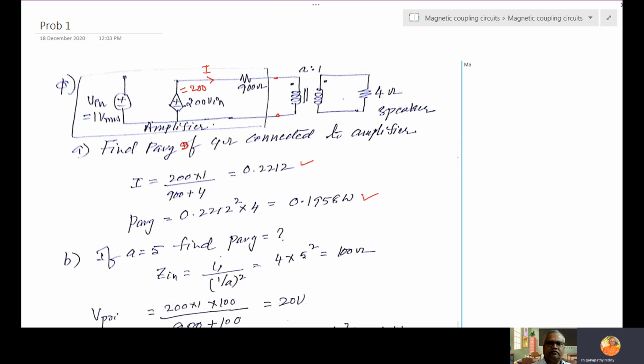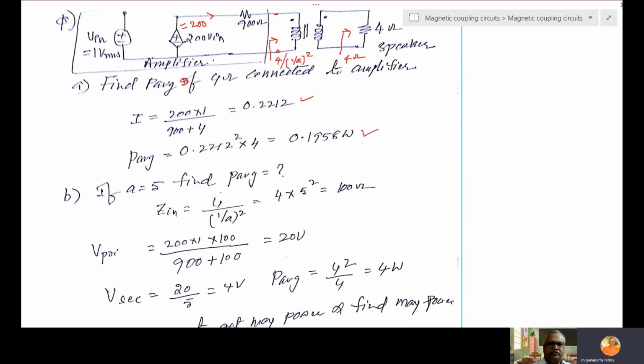Under that condition, what is this resistance? It is 4 now. Then what is the primary impedance? 4 divided by 1 by A square. So Zin is equal to 4 by 1 by A square. But A is given as 5, so you are getting 100 ohms. That means the impedance present here is 100 ohms.